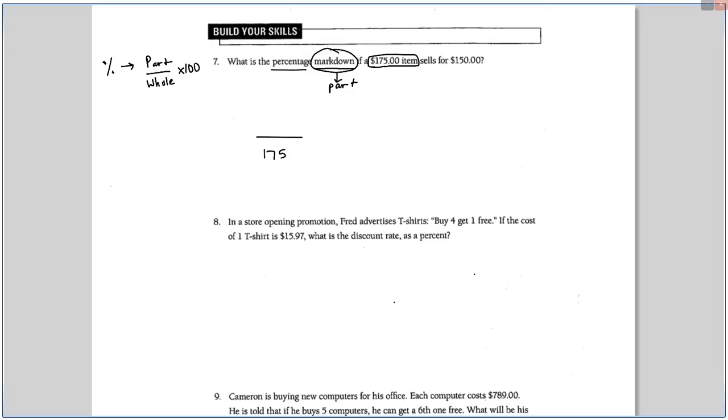So if it's sold for $150 and it was originally $175, you have to just subtract to figure out that the markdown is actually 25. So that's the ratio you need. Then you multiply it by 100 to get the percent. So after rounding, it's about a 14% markdown.